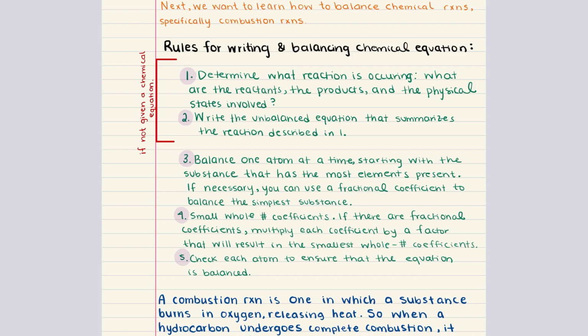The first step is to determine the reaction that's occurring. You want to identify the reactants and products, and you want to include their physical states. Are they a solid, liquid, gas, or aqueous? This helps in understanding what species are involved in the reaction. In step 2, you want to write the unbalanced equation that summarizes the reaction described in step 1. So you want to list all of the reactants and the products without worrying about coefficients yet.